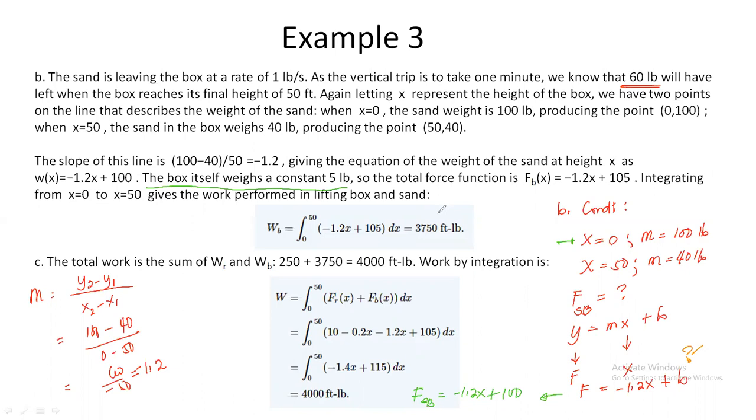Regardless of where the displacement is, whether it's 0, 10, 20, or 25, the mass of your box is constant at 5 pounds. So you're going to add it here in the constant. This is now your final equation. Your final equation for the force needed to lift the sand with the box is negative 1.2x plus 105. This is the final force equation. And that's the thing that you see here being placed for the force.